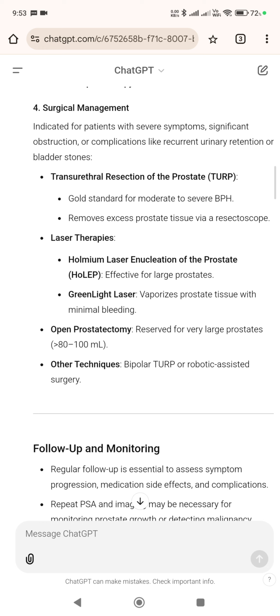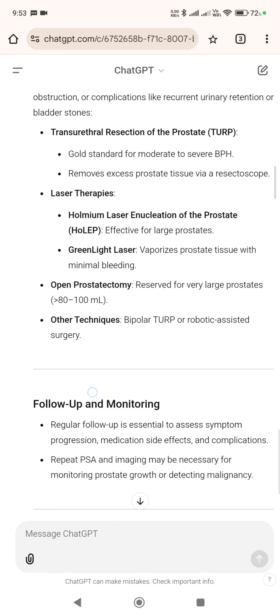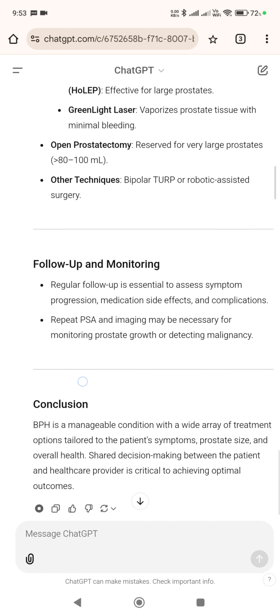Laser therapies. Holmium laser enucleation of the prostate, HoLEP, effective for large prostates. Green light laser. Vaporizes prostate tissue with minimal bleeding. Open prostatectomy. Reserved for very large prostates, 80 to 100 milliliters. Other techniques. Bipolar TURP, or robotic-assisted surgery.